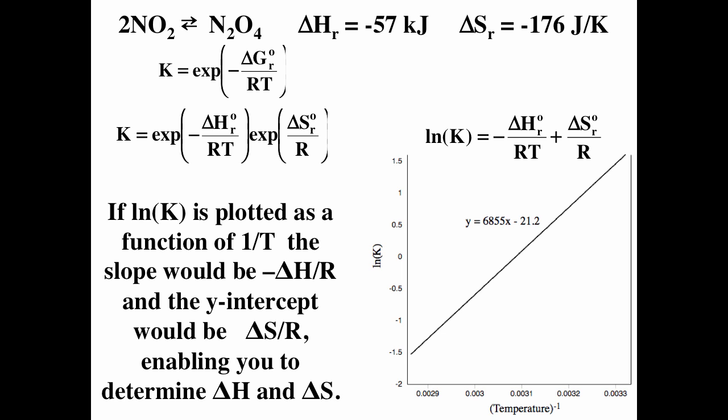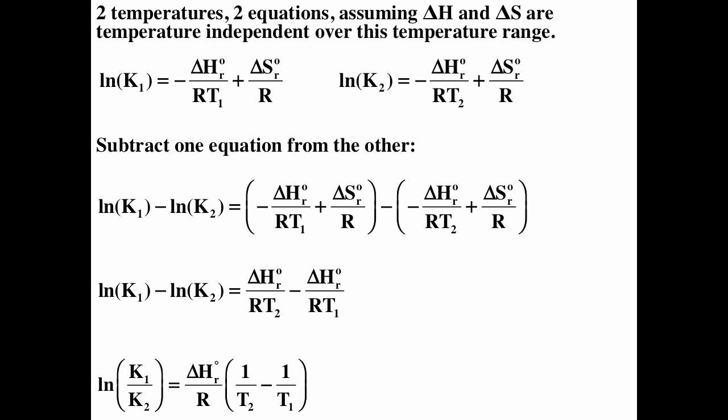Now, if we take that natural log K equals minus delta H over RT plus delta S over R, and again, if we assume over the temperature range that delta H and delta S are temperature independent, we've got two equations. Natural log K1, K at temperature 1, is equal to minus delta H over RT1 plus delta S over R. Natural log K2 is equal to minus delta H over RT2 plus delta S over R. And so again, just the same equation, but twice because we're looking at two temperatures. Now if we subtract one from another, that gives us natural log K1 minus natural log K2 equals those things.